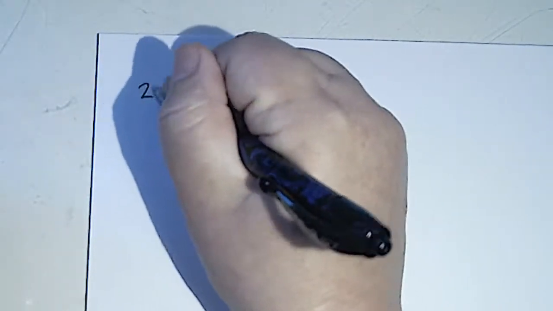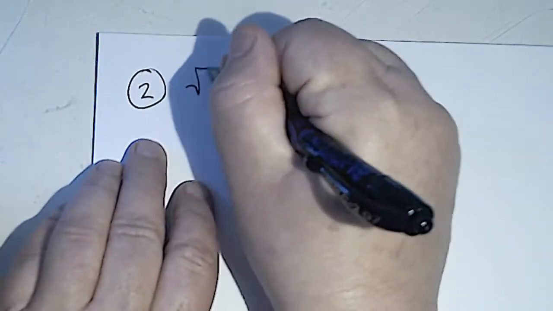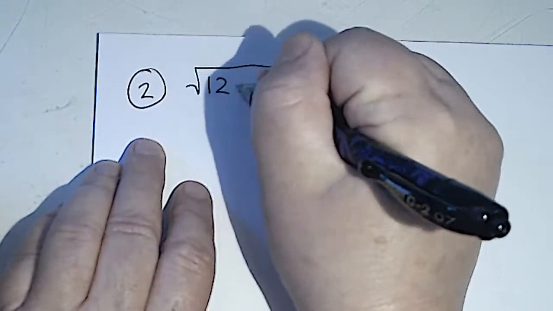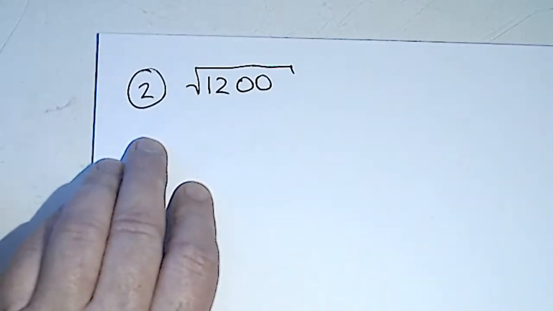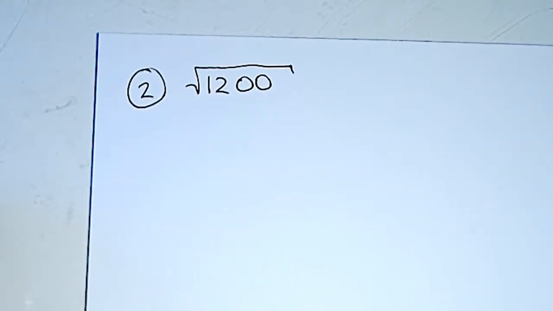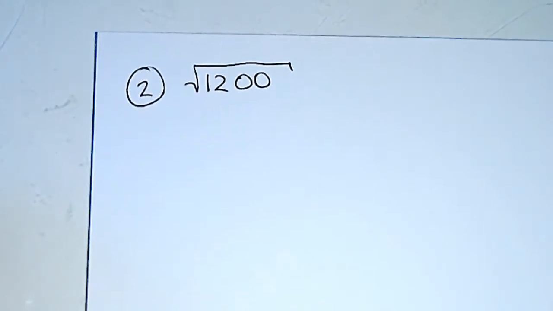The next one I want to work with is radical or square root of 1200. There's a lot of people at this cabin. This was a big party cabin. Here's the thing about figuring out who's inside.